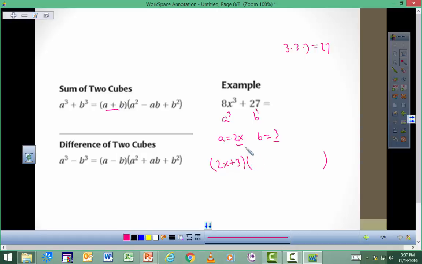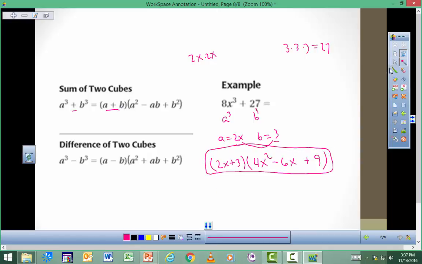Now, I'll just show you my way of doing it. I square this one. By square, I mean 2x times 2x. And I do that step in my head. So I write that as 4x squared. And then I square this one and put it over here. Put 9. And then I multiply the two together and get 6x. Now this sign here is always positive, and this sign is always opposite of whatever you started with. So that means it's negative. And so there we have it. We're done.